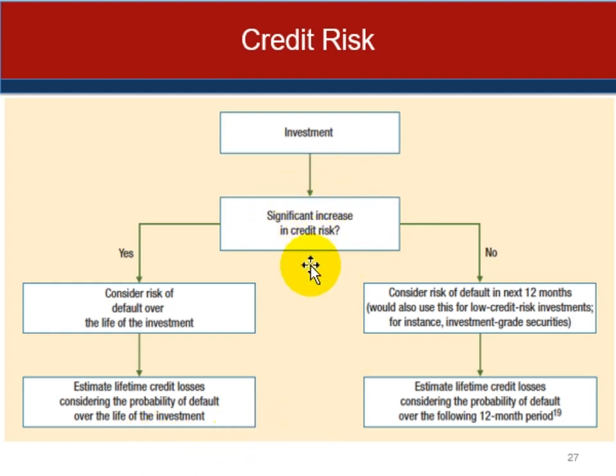If we decide there's not a significant increase in credit risk, then we would consider the risk of default in the next 12 months and estimate the credit losses considering the probability of default over the following 12-month period. So what that's saying is if there is a significant increase in credit risk, we have to assess the entire life of the instrument. If there's not a significant increase in credit risk generally, then we would only need to consider it for the next 12 months.